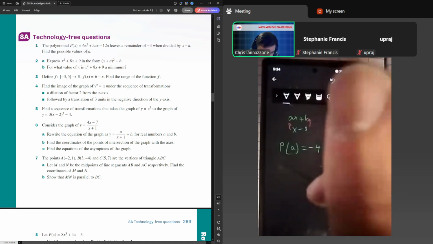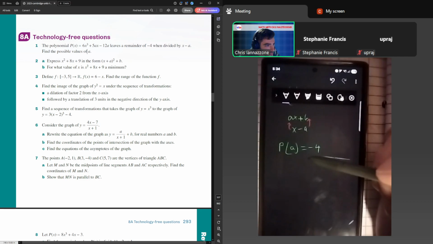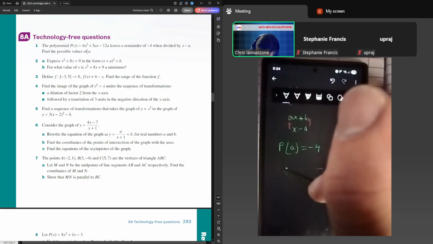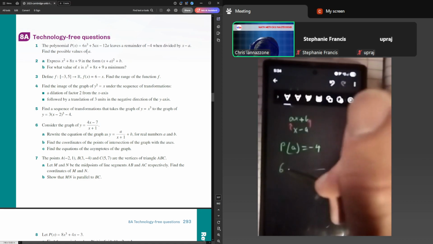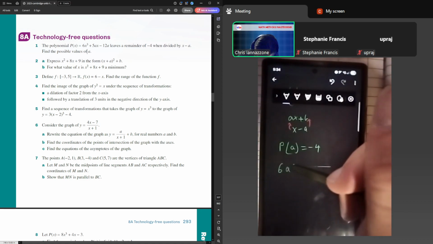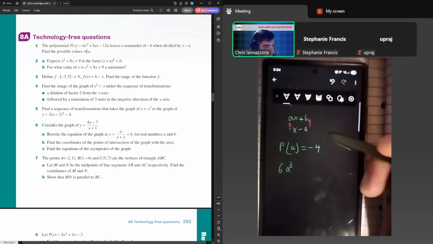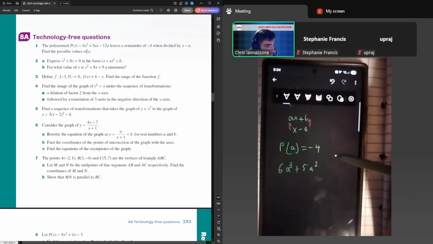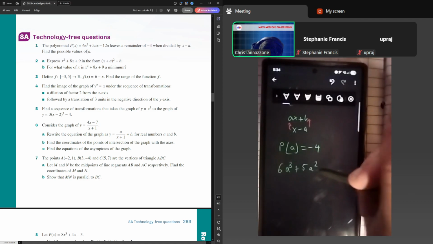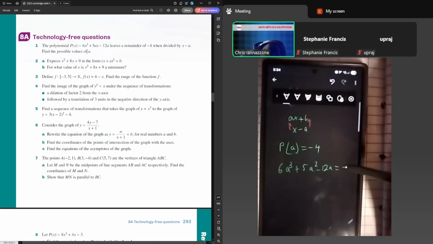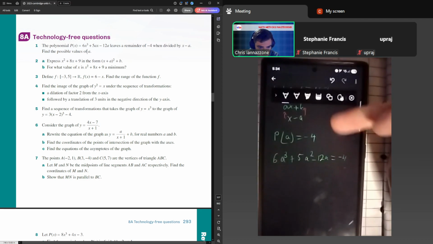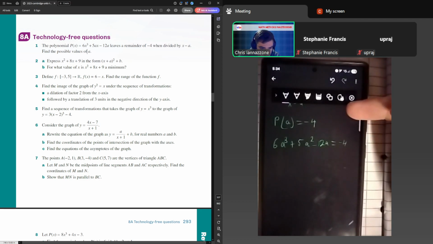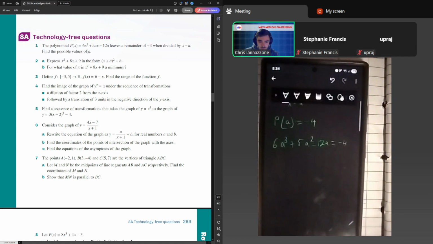So we'll pop everything in there. If we rewrite out what the full p of x is, we now have 6a cubed plus 5a squared minus 12a, and then that equals -4. We have to solve this. So, what methods do we remember when it comes to solving polynomials?